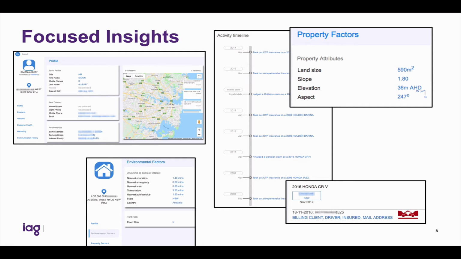And then environmental factors as well. We can see here from his house, we can see the nearest educational institute, so probably the local school, the nearest emergency services, nearest shops, what the train station is, it's a 3.3 minute walk away, and even the nearest pub. You'd be interested to know the location of the nearest pub to your house is also a rating factor that we consider.